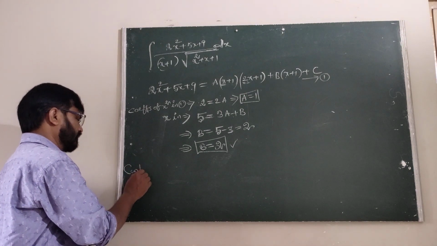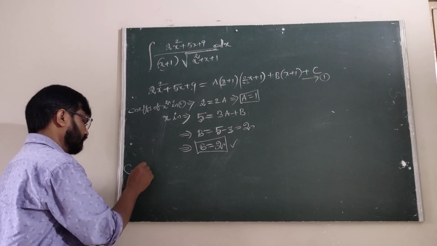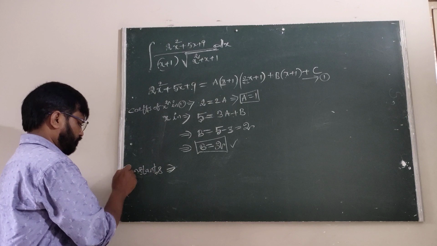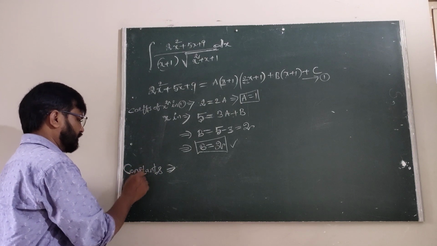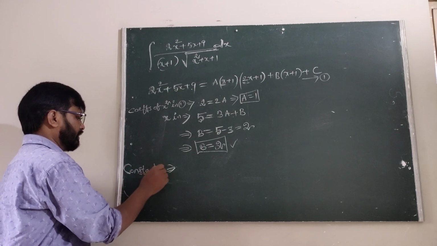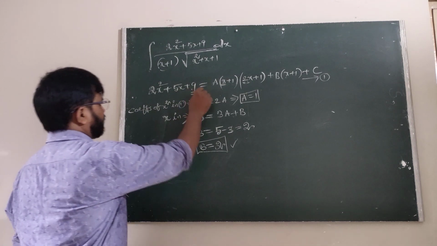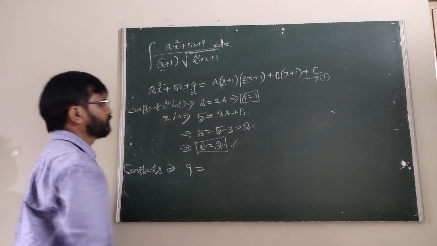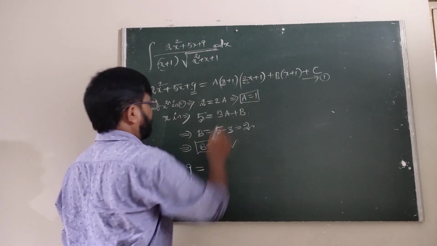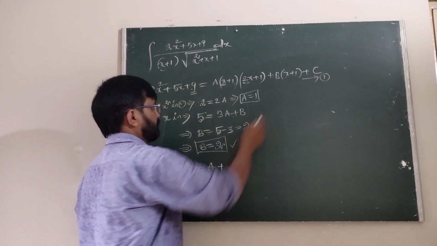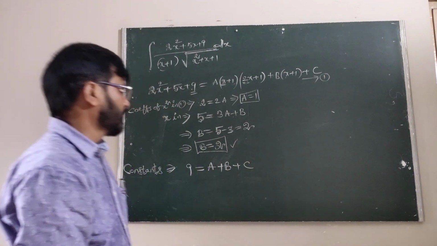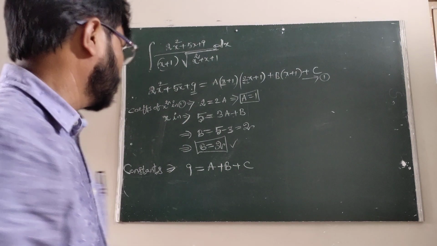Therefore, equating the constants on both sides. Then the constant is equal to 9 here. The constant is the 9. Now this is the a, in this case the b, and the last one is the c. A plus b plus c.